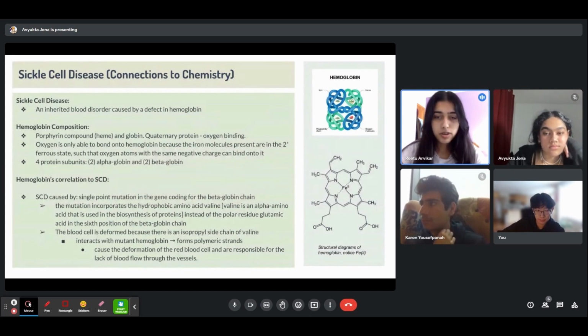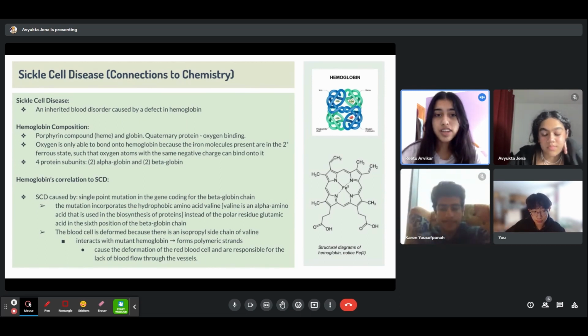Hemoglobin is essentially a quaternary protein that allows for oxygen to bind to it, and if it weren't present, you wouldn't be able to retain oxygen in your blood. Oxygen is only able to bind onto the hemoglobin because the iron molecules present are in the 2 plus ferrous state, such that the oxygen atoms with the same negative charge can bind onto it.